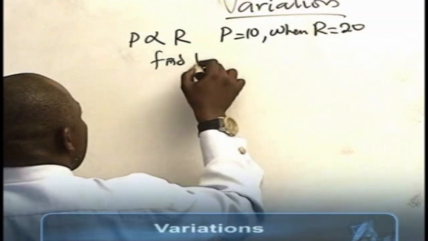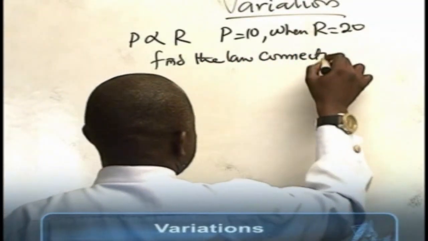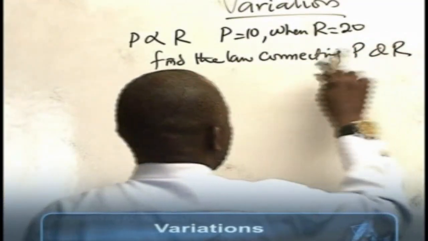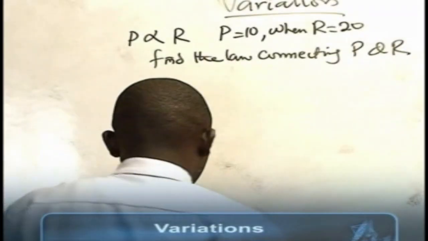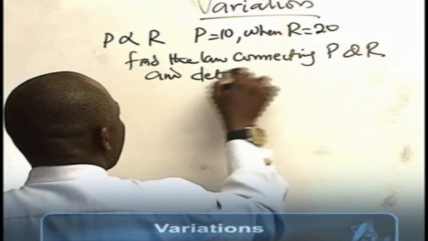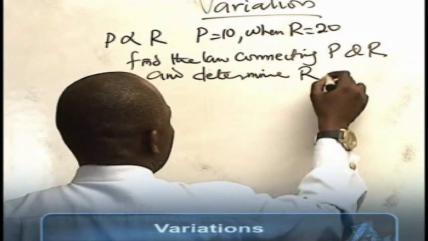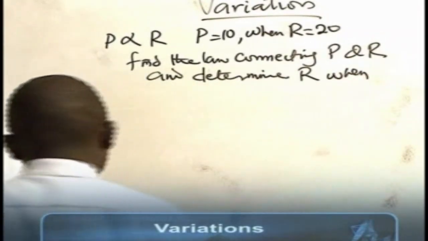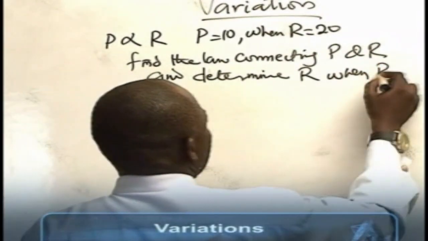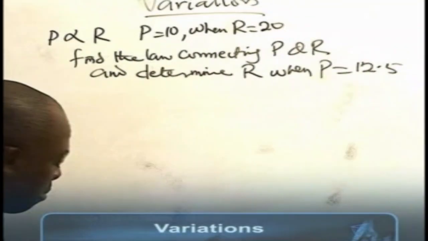Then we're told to find the law connecting P and R. Find the law that is connecting the two variables and determine R when P is 12.5. The first thing you do is to determine the constant.